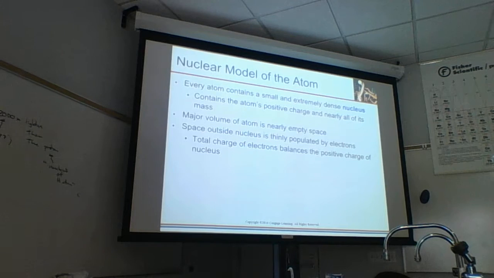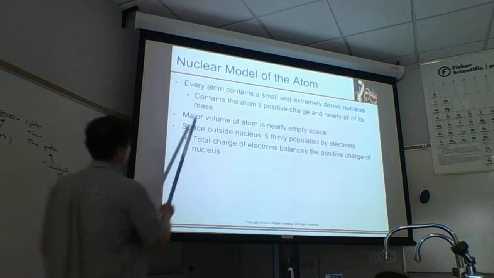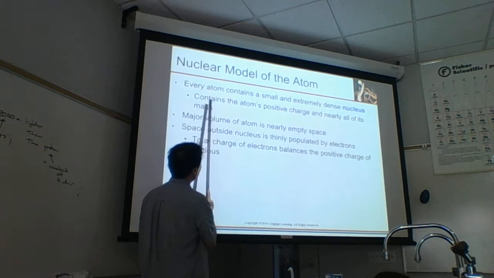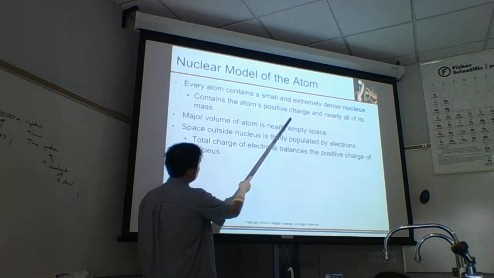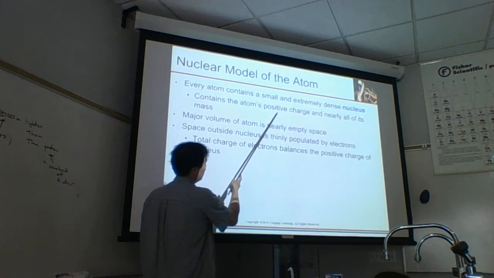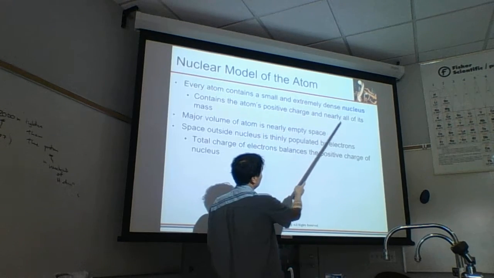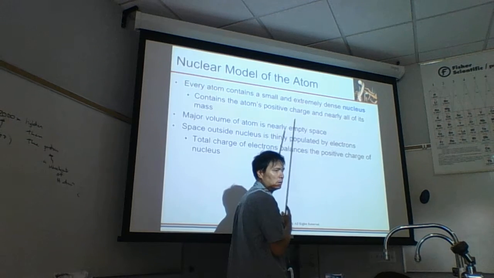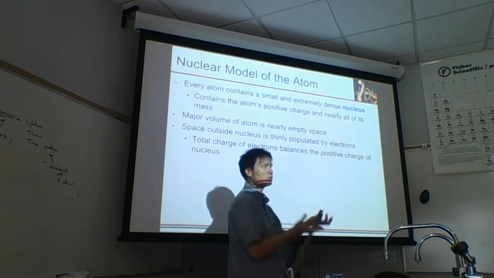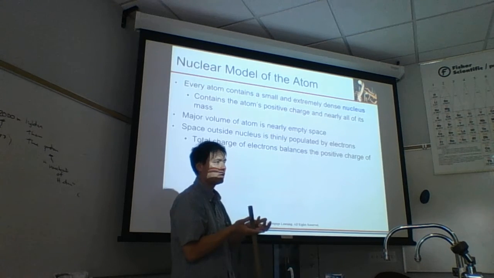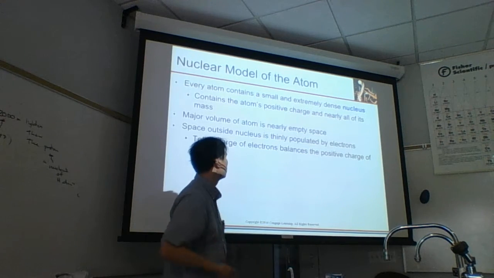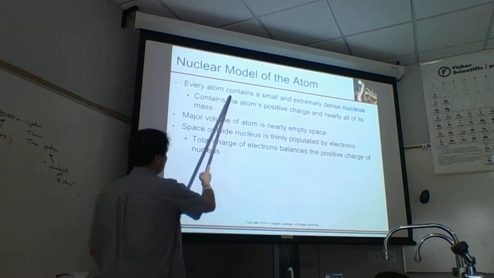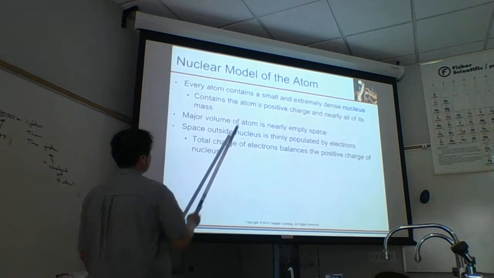And so these are the basic conclusions from the Rutherford scattering. Every atom contains a small and extremely dense nucleus. The nucleus contains the atom's positive charge. Why? Because of the behavior with alpha particles. And nearly all of its mass. Why? Because the electrons weigh nothing compared to the other particles. Protons and neutrons weigh about the same. Electrons are about 2,000 times lighter. And so all the positive charge and nearly all the mass are contained within the small, extremely dense nucleus.